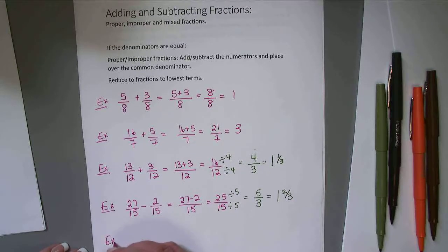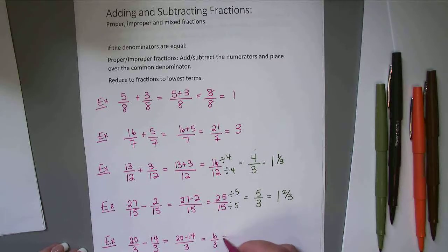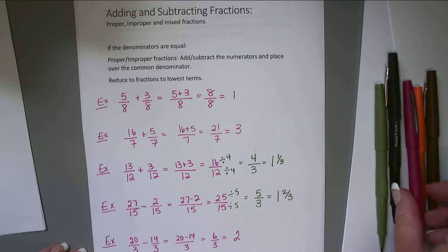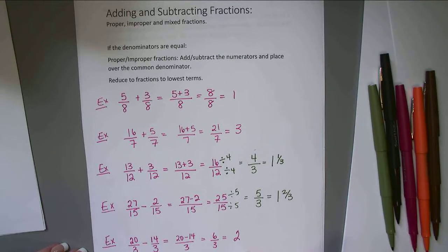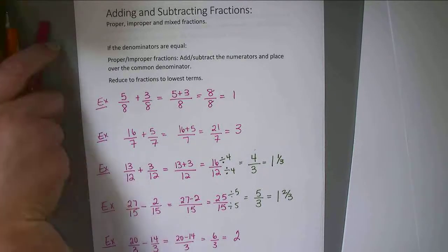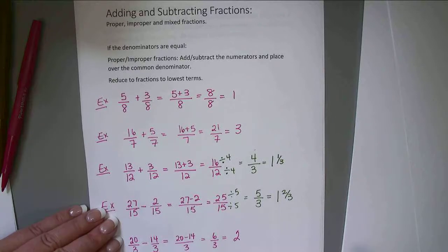Okay, and one last example. Say we had 20 over 3 minus 14 over 3. So 20 minus 14 all over 3 is 6 over 3, which reduces to 2. Okay, so now if the denominators are not equal.